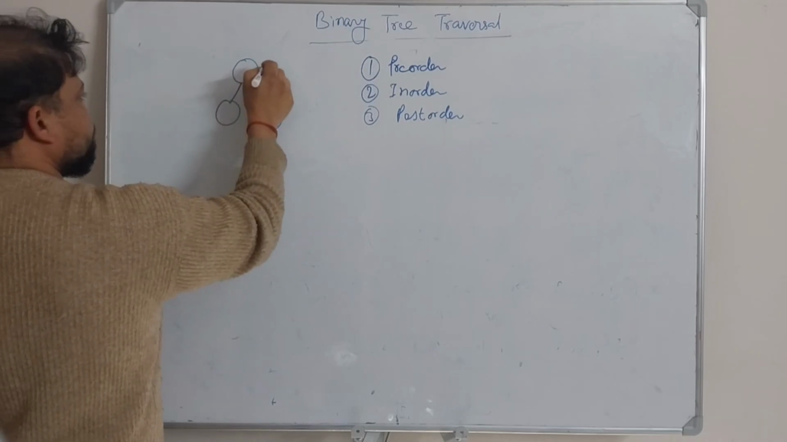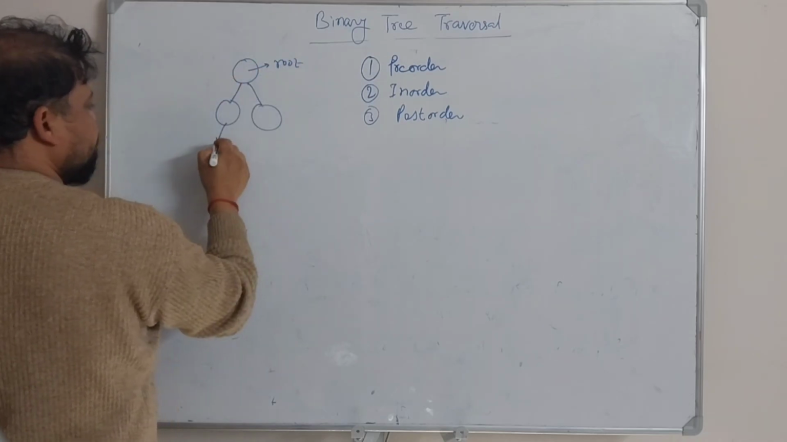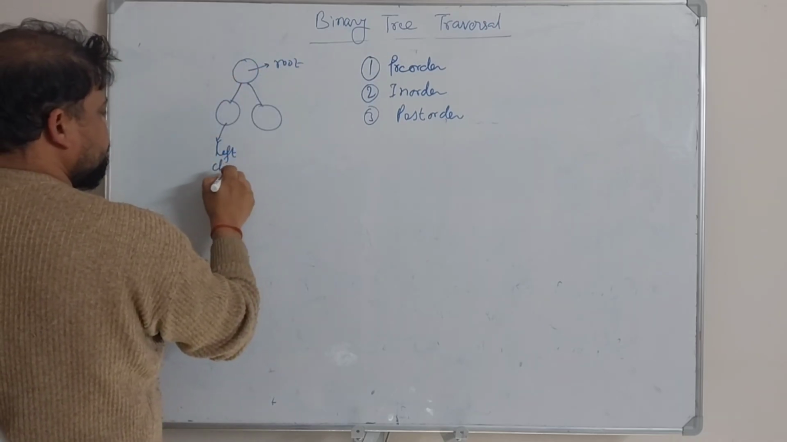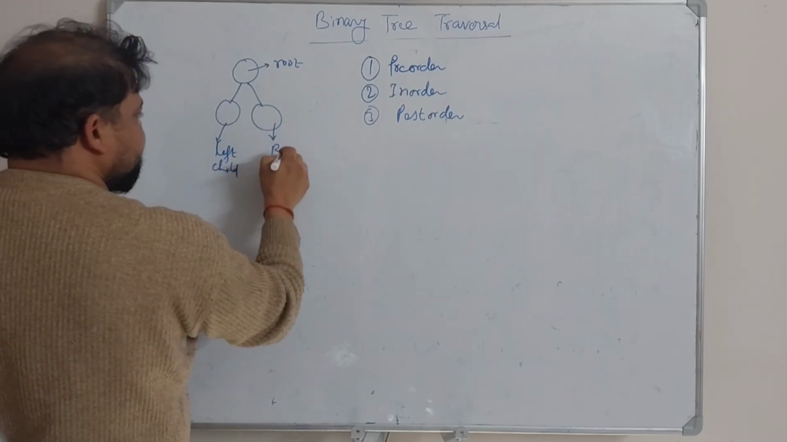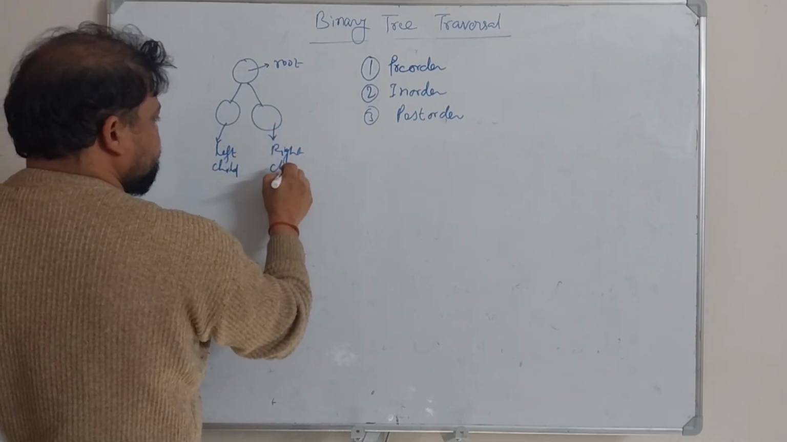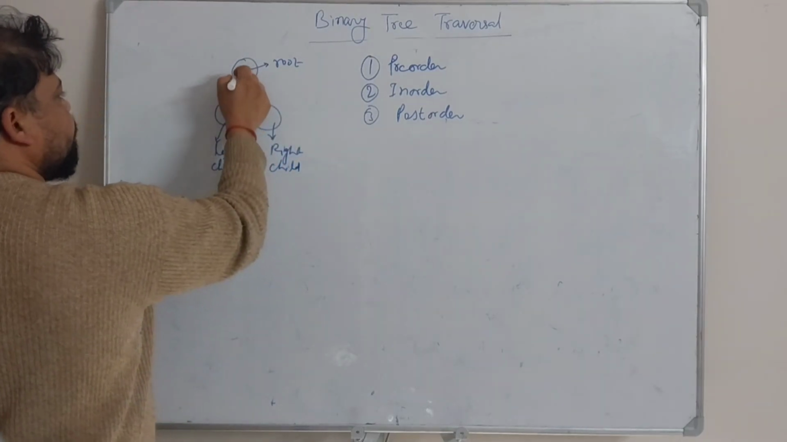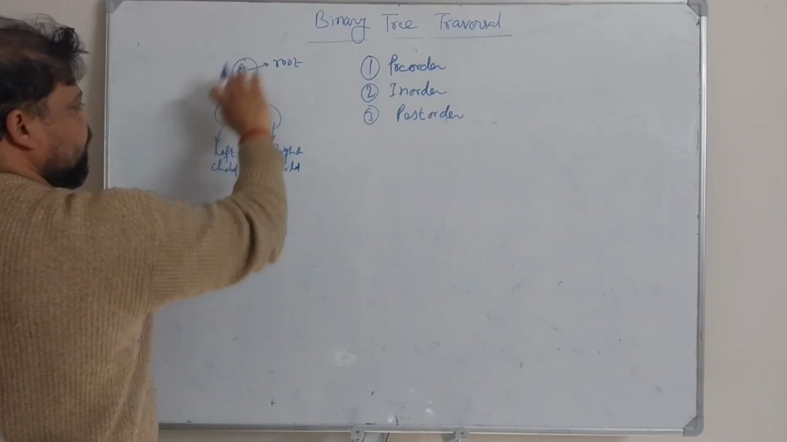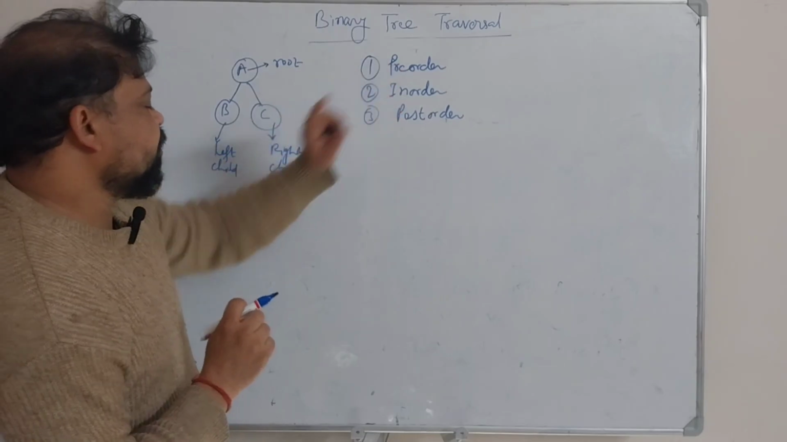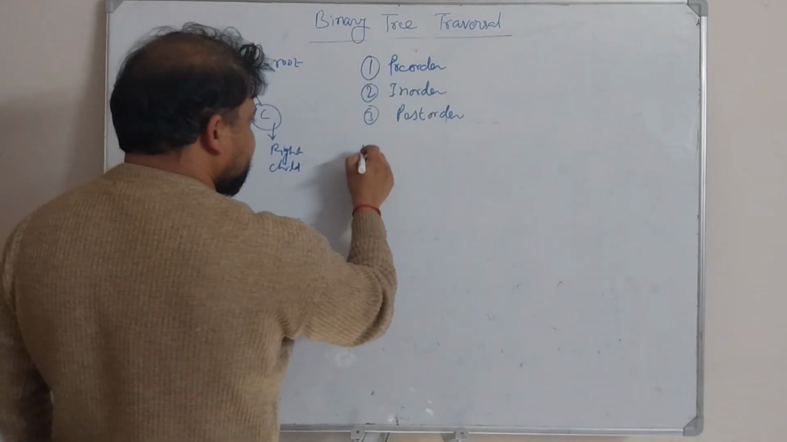left and right. So this is called your root. This one is your left child, and this one is called right child. Now if I have to traverse this tree using these three methods, what exactly will be the sequence? In case of pre-order, what exactly is the sequence I am writing here?